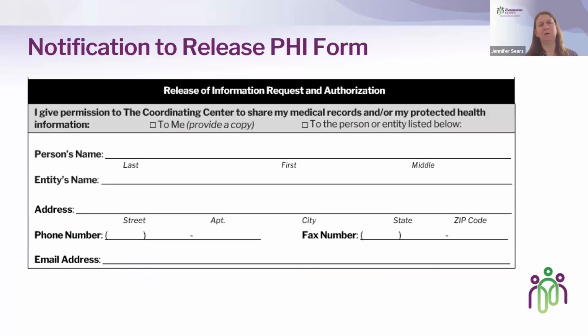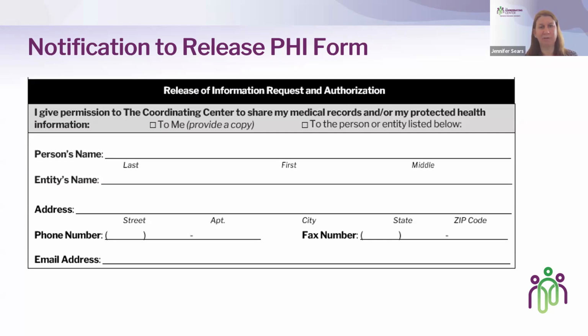So while each healthcare facility or provider has a slightly different notification to release PHI form, there are similarities in them. So I'm going to just show you a few sections of what our notification to release PHI form looks like at the coordinating center. So here, this is a section where you're going to denote either the name of the individual or entity that you want personal information to be shared with.